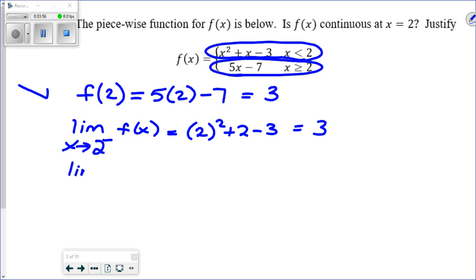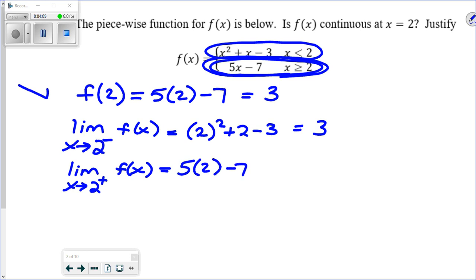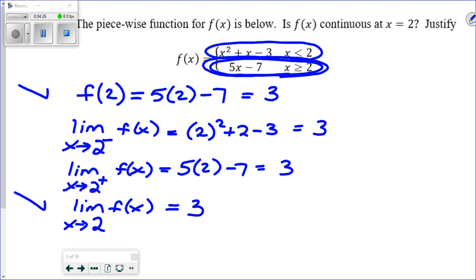Okay, then we have to evaluate the limit as x approaches 2 from the right, which again, from the right would be values greater than 2, so we're going to plug into the 5x minus 7. We already know we're going to get 3 for that. Okay, now, because our one-sided limits are equal, we can now say condition 2 is met. The limit as x approaches 2 of f of x equals 3. Okay, so that's condition 2. We can check it off.